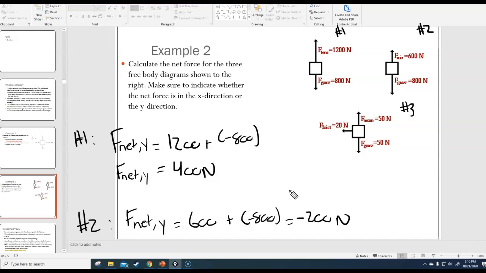Okay, so pause it there, look at number 1, look at number 2, and I want you to try to figure out number 3 on your own. Okay, notice for number 3, based on the free body diagram, you will have to find the net force in both the x and the y direction. So I want you to pause it here and try to find the net force for object number 3 based on the free body diagram.